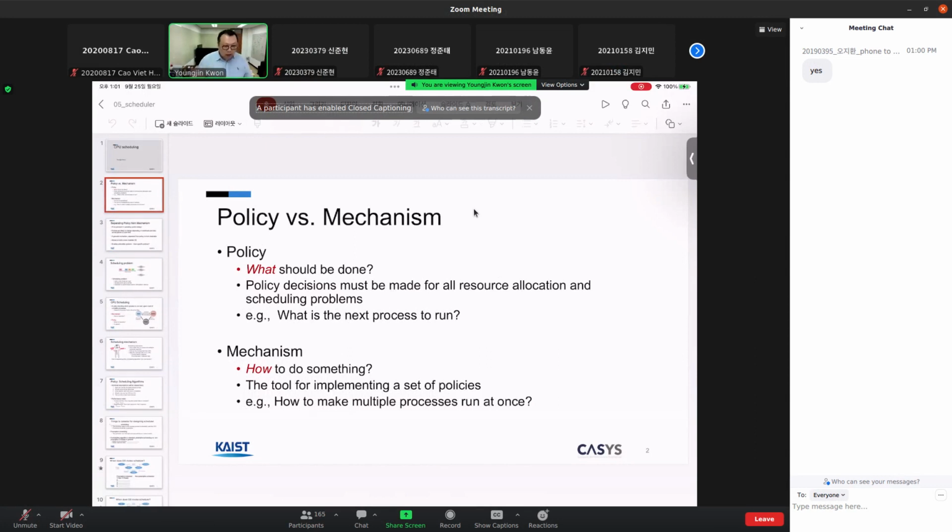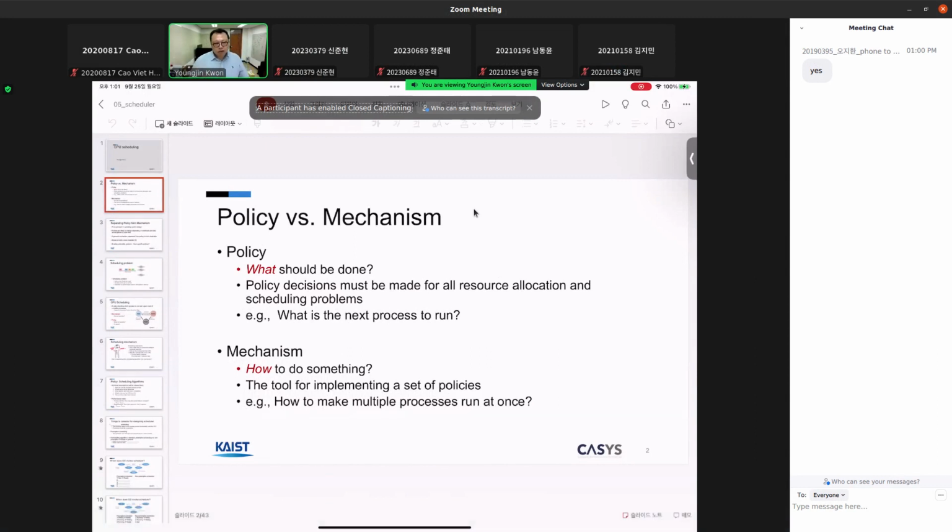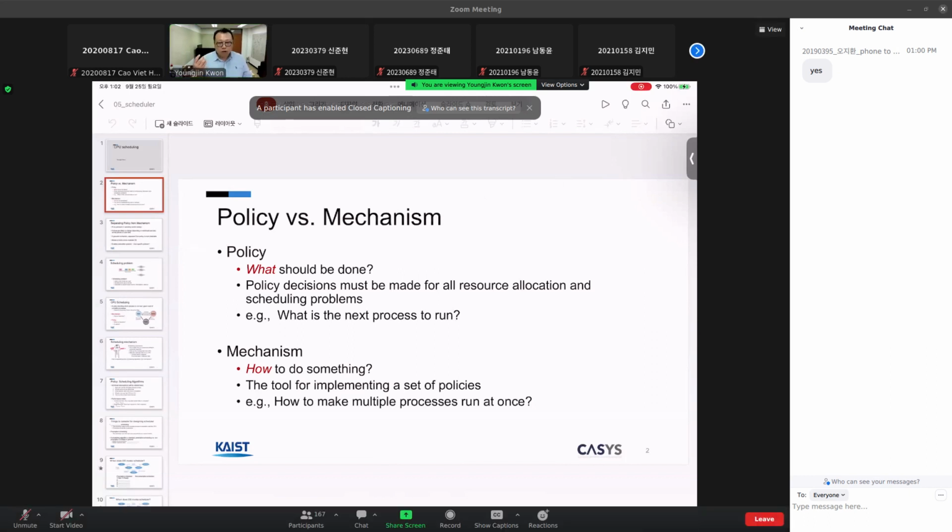In a scheduler, typical examples of mechanism include the run queue, context switch, or multi-core scheduling. That is the scheduling code. Policy is about the scheduling algorithm: FIFO, round robin, SJF, STCF, and today we're going to talk about the multi-level feedback queue. So these two things are separated.